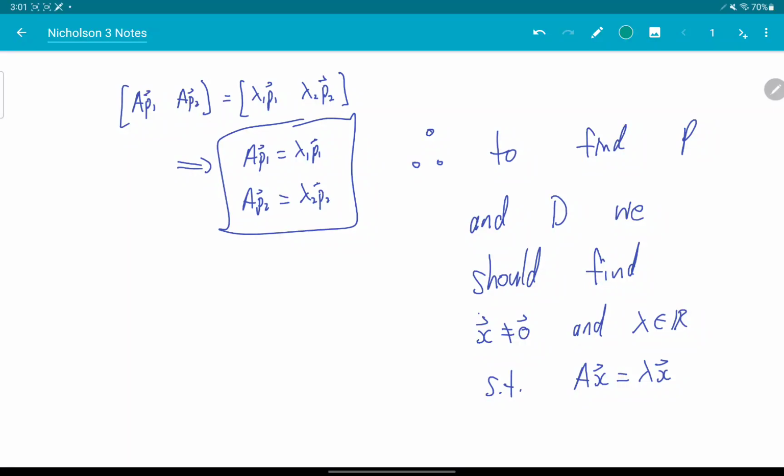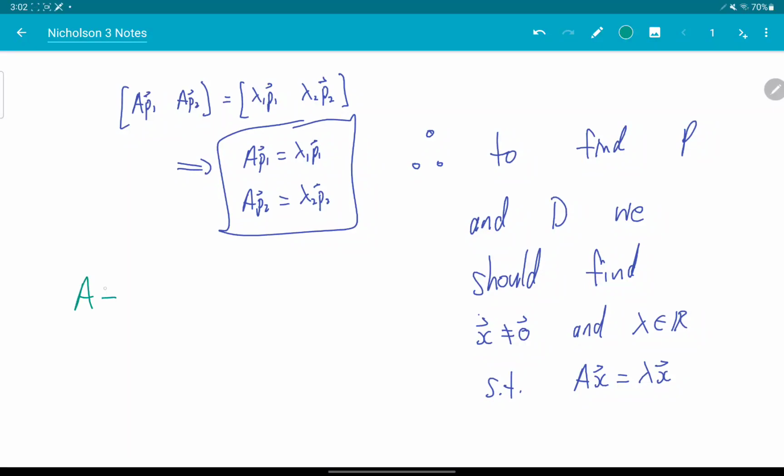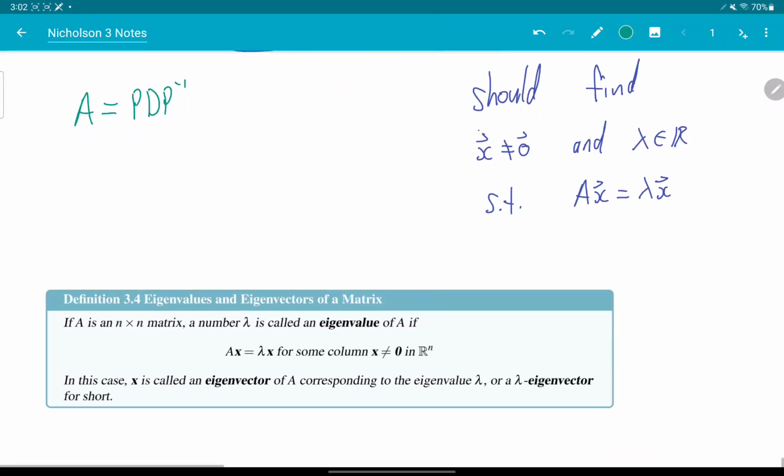All right, quick recap. We're trying to find A in a factored form, PDP inverse. Now, the columns of P are going to be these x's here, and the diagonal entries of D are going to be these lambdas here. So these are vectors and values, real numbers. They have special names. They're called eigenvectors and eigenvalues.